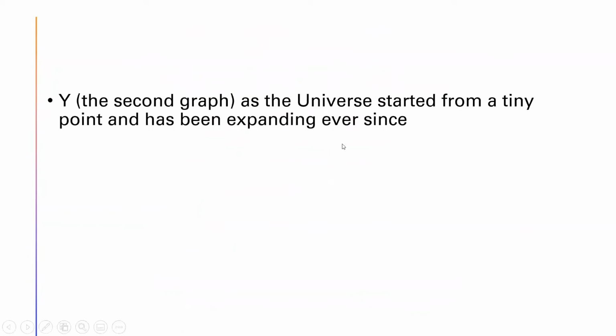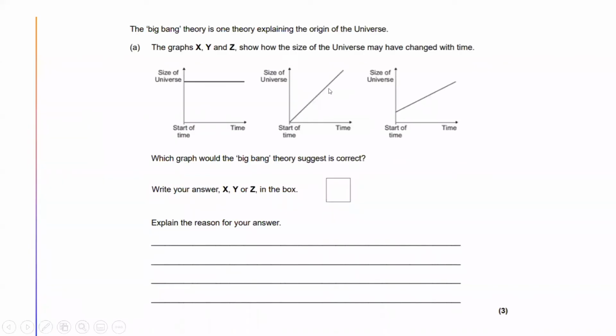Okay, we'll go through it. So Y, the second graph, is the most likely to be the Big Bang theory, as the universe started from a tiny point and has been expanding ever since. Okay, so it's starting at an origin point. That's a very important thing for the Big Bang theory, to start at an origin point. This one's the same size, so that's not the Big Bang. This one's not starting at a single point, it's starting at a certain size.